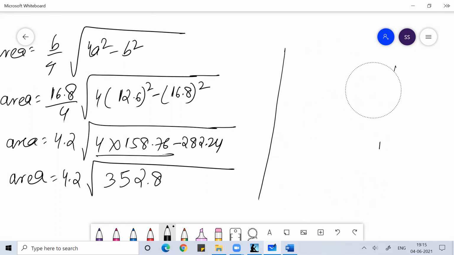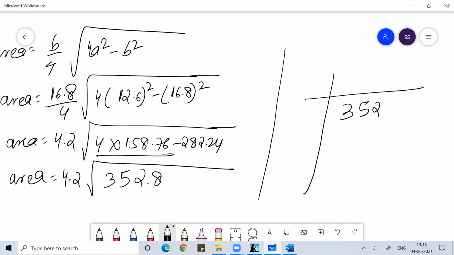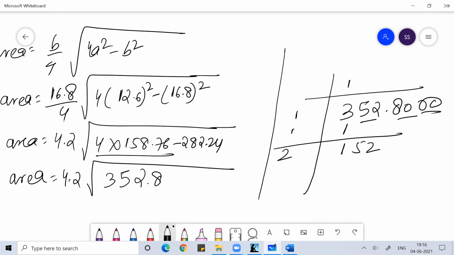This is the area. So under root of 352.8 into 4.2. Under root of 352.8, I want. 152. Then 26 6s are 156, so this is 15 square 225, 16 square 256, 17 square 289, 18 square 324. So it should go in 18.